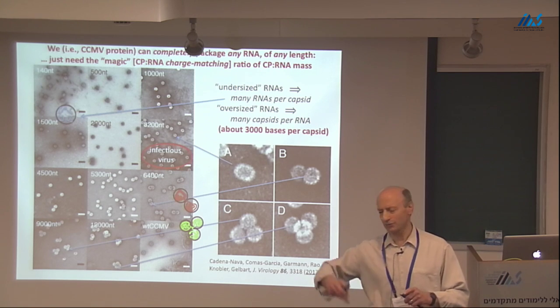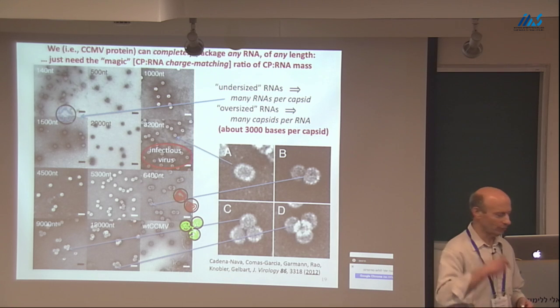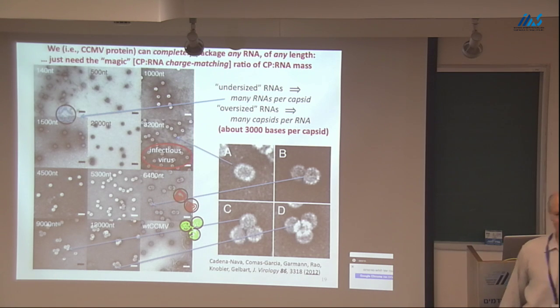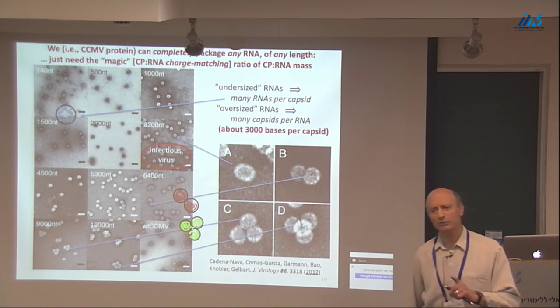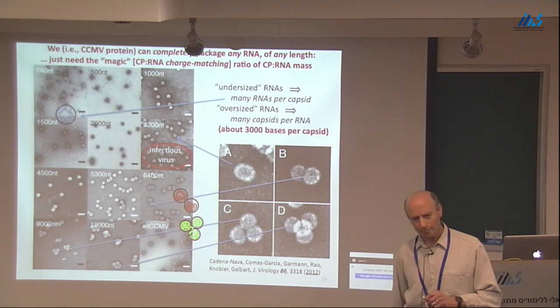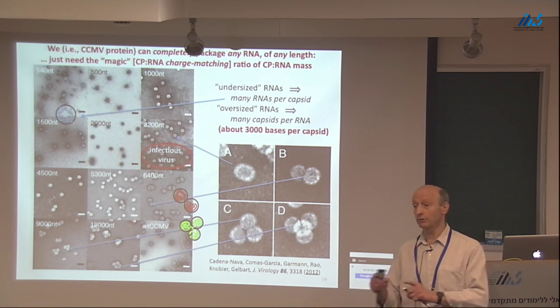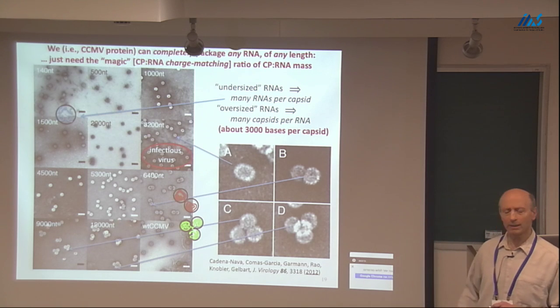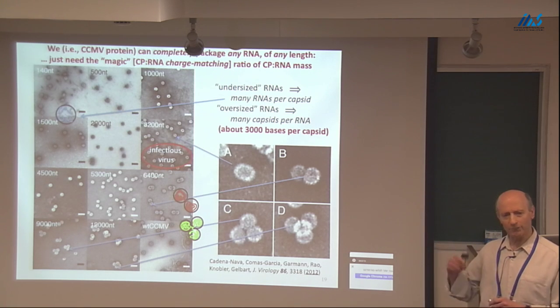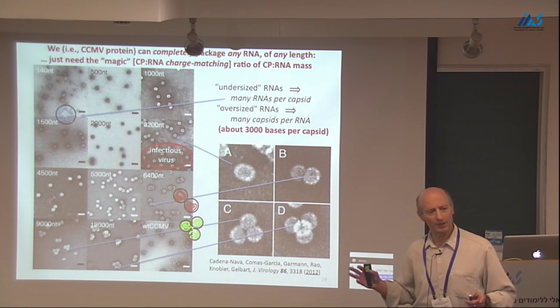TMV is the first on many lists. It was the first virus discovered, along with hoof and mouth disease at the same time. It was famously the first virus crystallized in the 1930s. And 20 years later, in the 50s, it was the first virus reconstituted from purified capsid protein and viral RNA. It took a dozen years before the next virus was reconstituted from purified components. That's CCMV. And there have been a few other examples since.